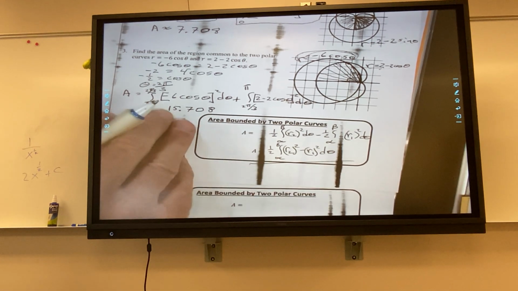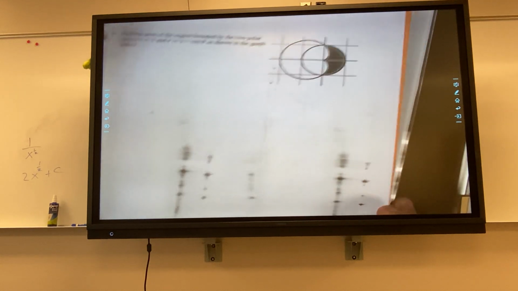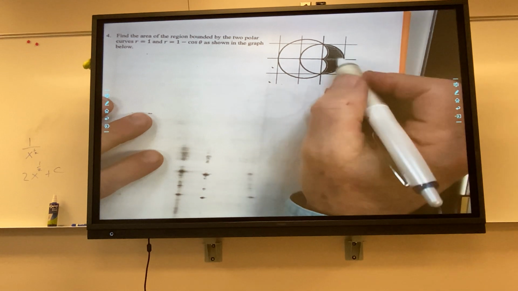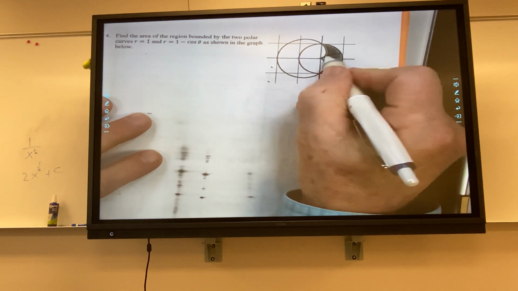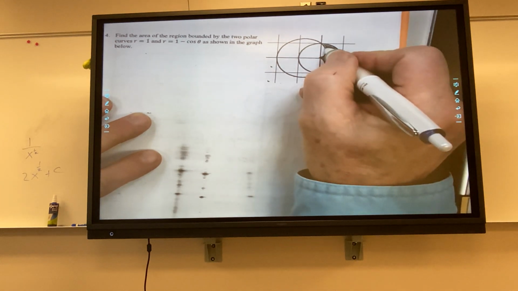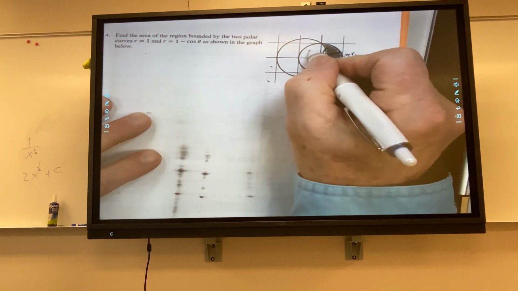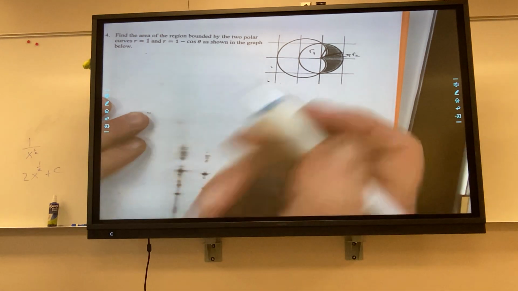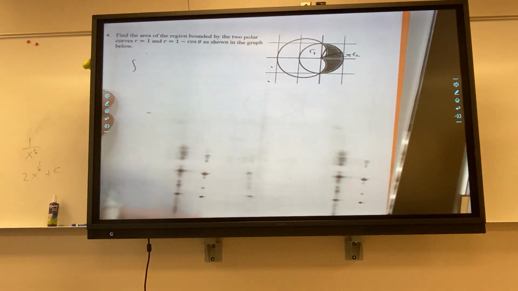Okay, backside. There's a name for this. This is called a crescent. So here's my R2. Here's my R1. So again, I'm going to double it. So I'm going to leave off the half.